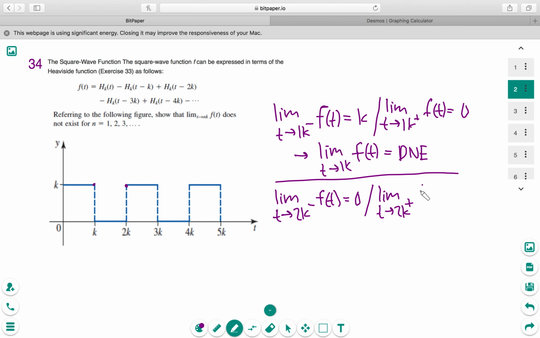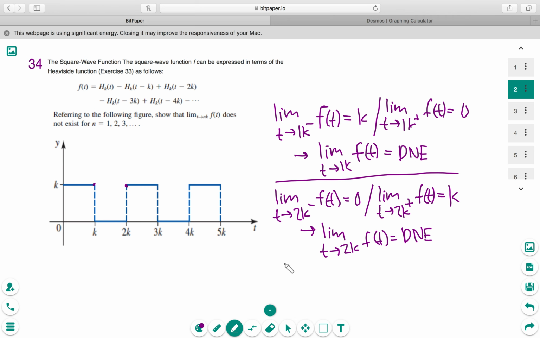And what happens when you approach it from the right side of f of t? Well, looking from the right side, you get closer and closer and closer to this value, and it's k. It doesn't really ever change. So here you're going to have k, and you're going to say the limit as t goes to 2k of f of t does not exist. The exact same value. The only thing that was different between these two examples is that the left-hand limit and the right-hand limit were swapped. But that's pretty much it.